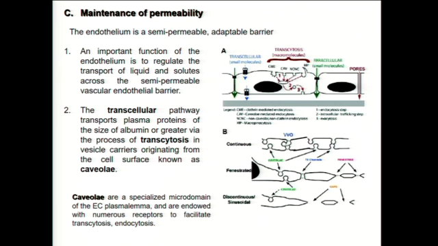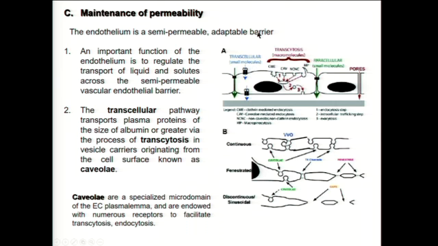So the third one is maintenance of permeability. The endothelium is an adaptable barrier. It's not just a layer of cells or saran wrap or a thin something that keeps things out or in. It needs to respond to its environment. In this situation, the environment is the circulation. So we can think of it as a semi-permeable, adaptable barrier.